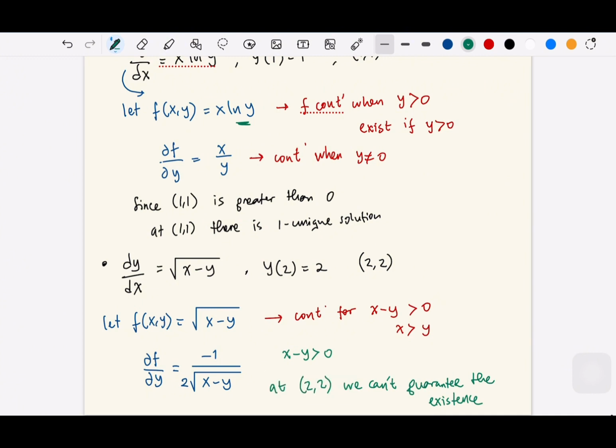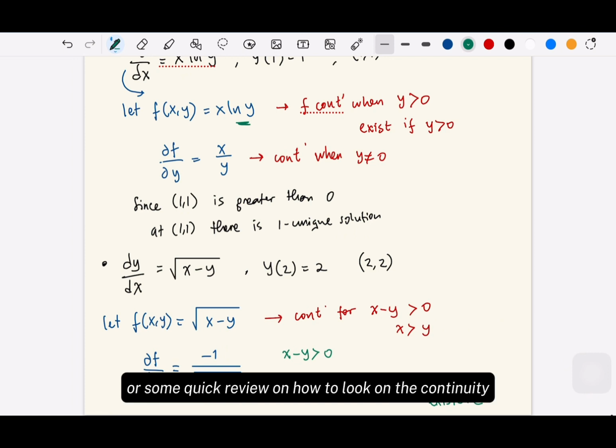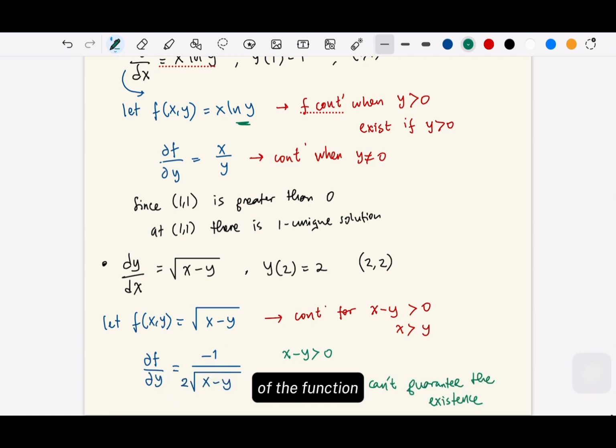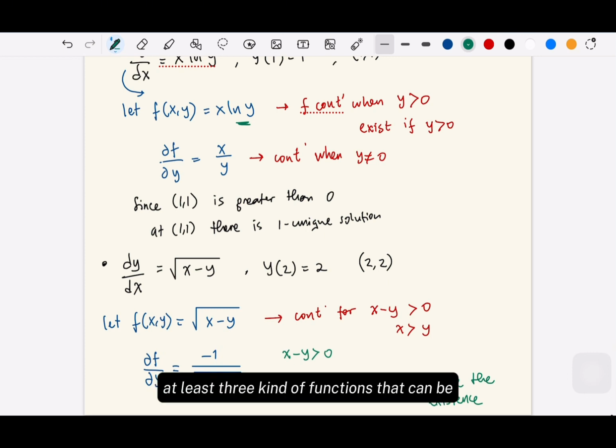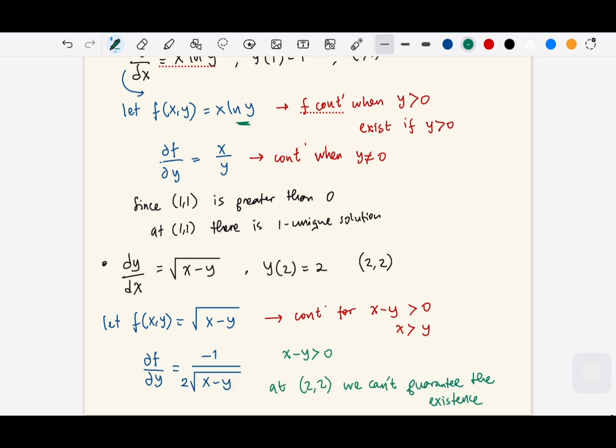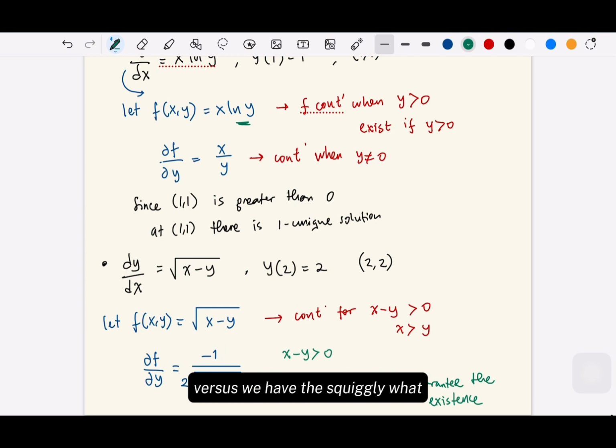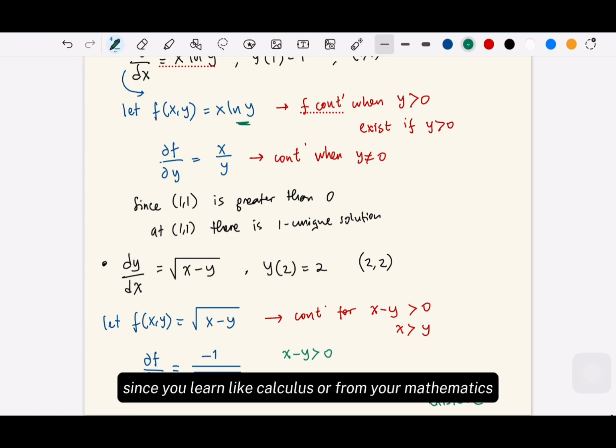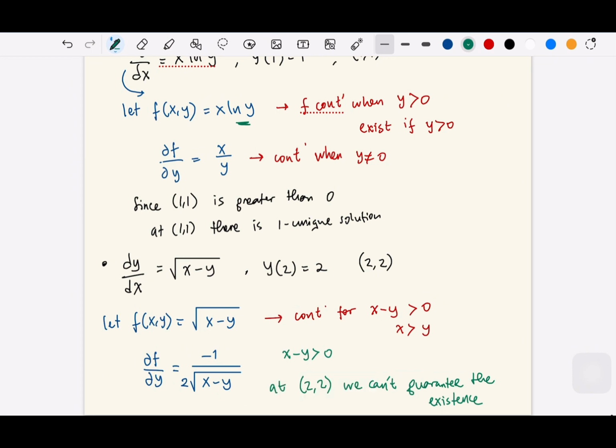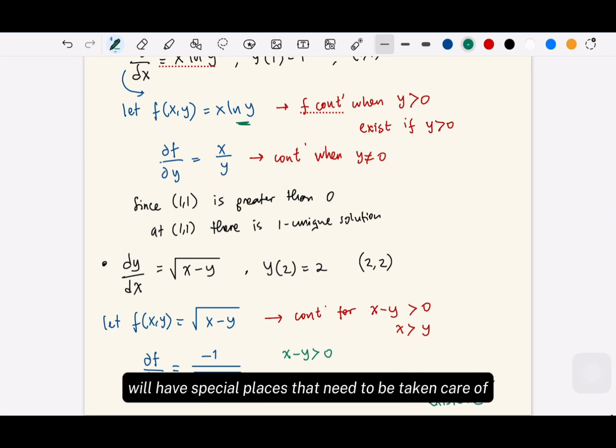So basically, this is just an overview or some quick review on how to look at the continuity of a function. Most of the time, if there is trouble, there are at least 3 kinds of functions that can be a problem for you. First is the square root, where we have some specific interval. Or we have the reciprocal, 1 over something. And then we have the logarithmic, where we need a positive argument, right? So I think just 3 special cases most of the time, since you learn calculus or basic mathematics, those 3 have special cases that you need to take care of.